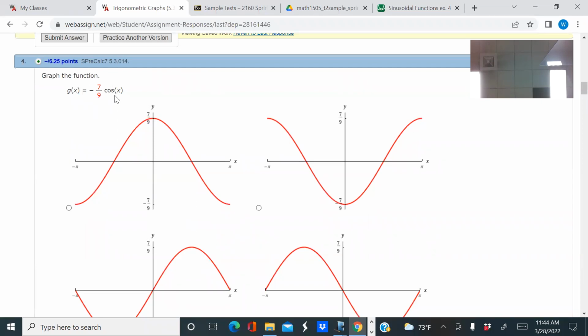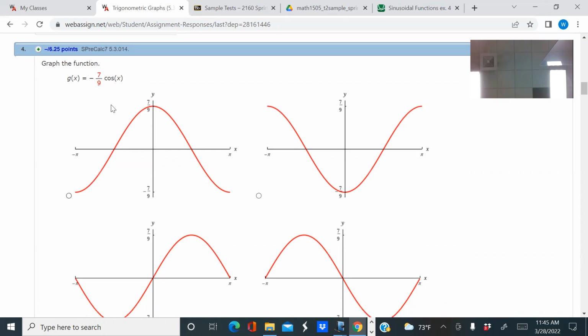What's the effect of this one? Just changing what? What is that coefficient change though? Yeah, the amplitude is the correct word. This is changing the amplitude, right? Instead of having amplitude of 1, which is normally what cosine has, it's going to have an amplitude of 7/9. So it's only going up 7/9, down 7/9, but it's been rotated.